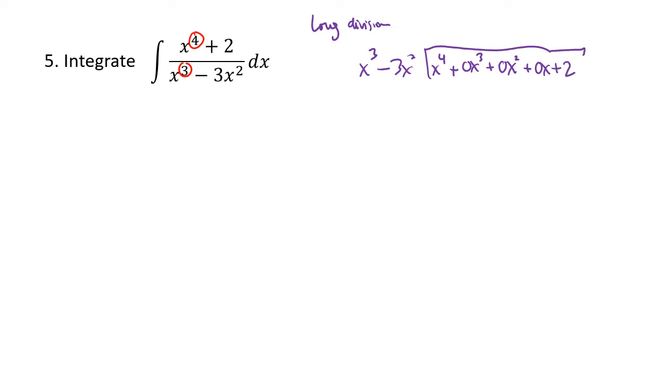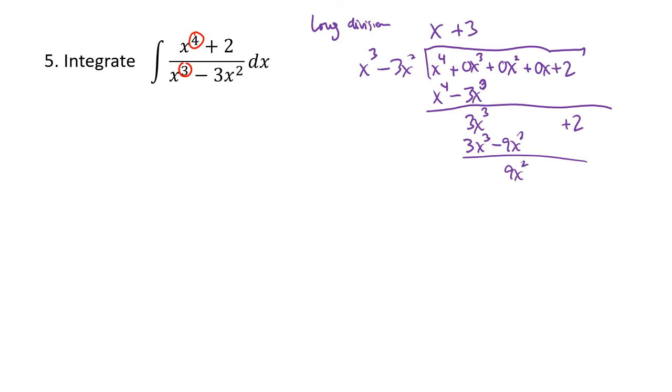Then we say x cubed goes into x to the 4th x times. We multiply and subtract. X times negative 3x squared is negative 3x cubed. When we subtract, we get positive 3x cubed, and then we still have that plus 2. X cubed goes into 3x cubed 3 times. We multiply and subtract, so we get 3 times x cubed. And then 3 times negative 3 is minus 9x squared. And then we subtract, we get 9x squared plus 2. So that means that we can rewrite this fraction as x plus 3 plus 9x squared plus 2, all divided by x cubed minus 3x squared.